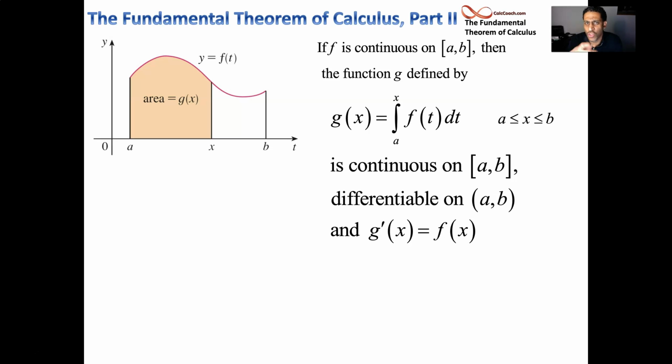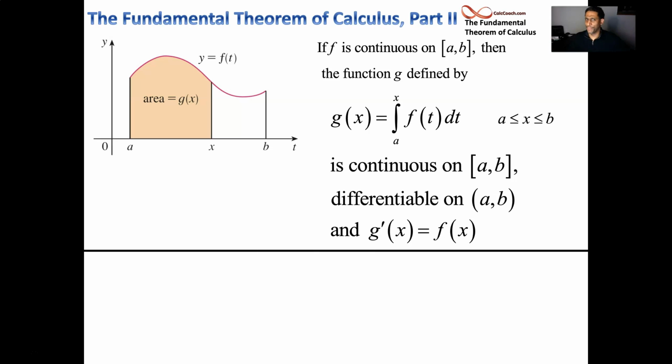So to take the derivative of this integral function, all we need to do is replace the t inside the formula for f with an x. The value of a doesn't matter, okay? It doesn't play a role here. And so this is the connecting factor where you take the integral first and then you differentiate. You'll get the function back. All right, let's see an example.